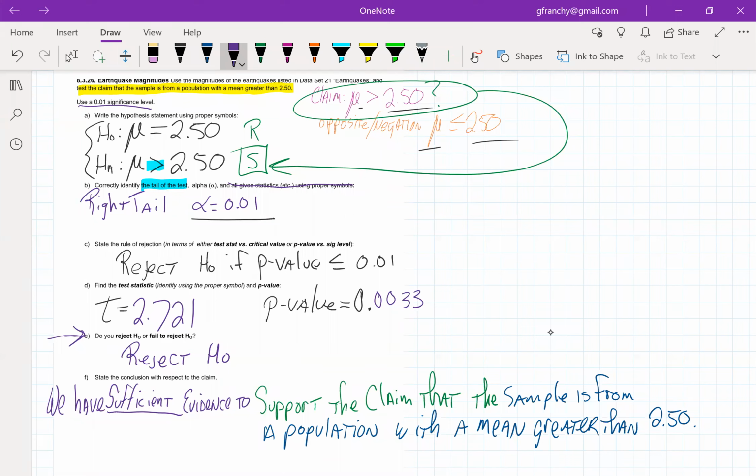So where did the 2.50 come from? Typically that's been from past data that they've had, past samples. Somebody was probably wondering, hey, we think that we're dealing with mean magnitudes that are greater than what we've had in the past. That's what we went ahead and tested, and that's what we have evidence to support, the idea that the mean is now greater than 2.5. What is the mean actually? We don't know.